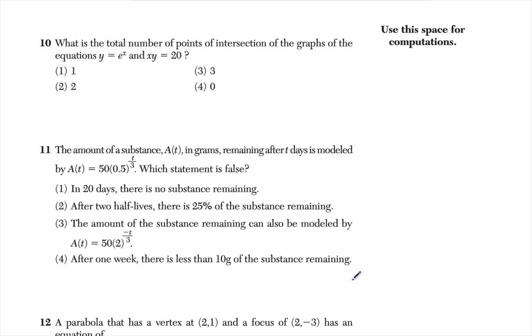If we go through, I'm looking at my first one, in 20 days. So that means I'm going to substitute in t of 20. If I do that, what do I get? I get a value of 50 times 0.5 raised to the power of 20 over 3. I have not a lot left, but I have 0.49 grams remaining. So right off the bat, I know this is false because there's something remaining. Answer choice number 1.